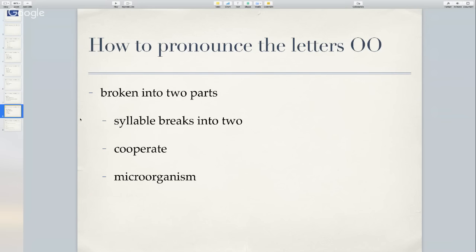From all over. All right, last but certainly not least, we have the letters OO pronounced in two different parts. And we see this a lot when we add the syllable co to a word, or when we have two words put together into sort of a compound noun. So we have cooperate, and microorganism. If you listen carefully, you'll hear that I make this O sound the schwa.